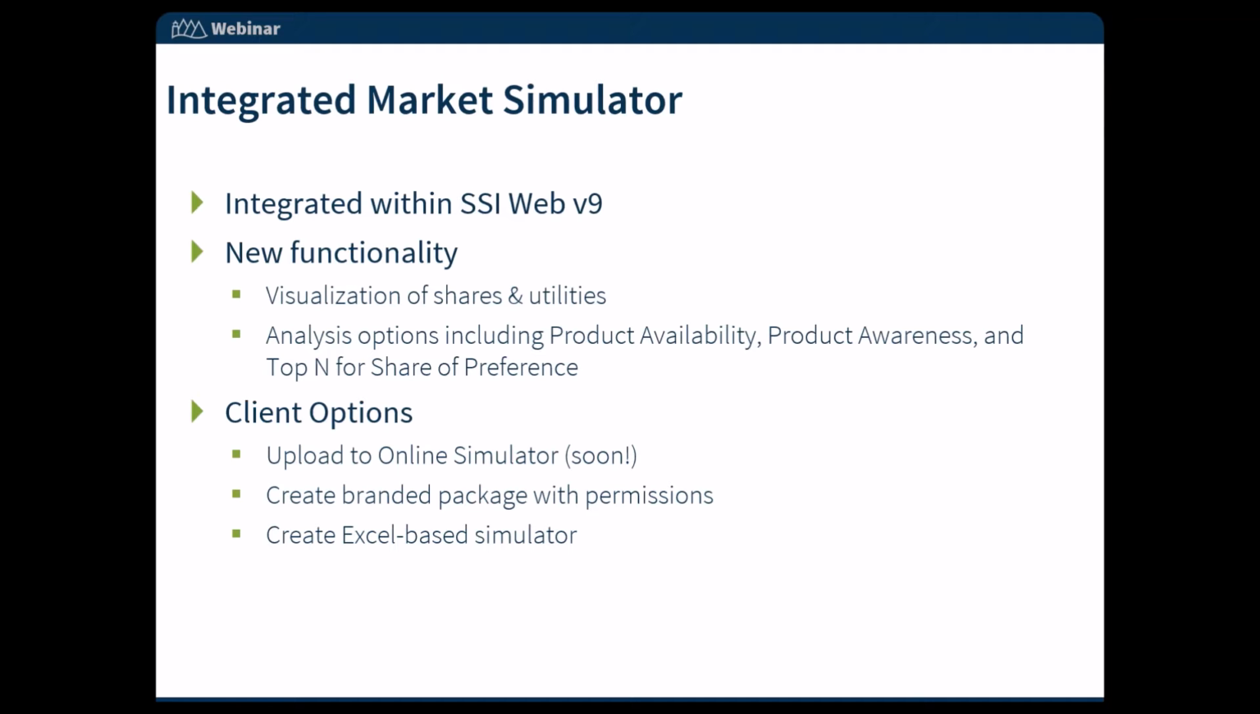We're going to hit some brand new functionality, things like visualizations of the shares and utilities, and some new tricks we've added for running simulations, such as considering external effects like product availability, product awareness, or simulation tricks like top N. We'll talk about what that is in a little bit. And then we're going to talk about the new client options, about how you can deliver simulators faster and easier to your clients as well.